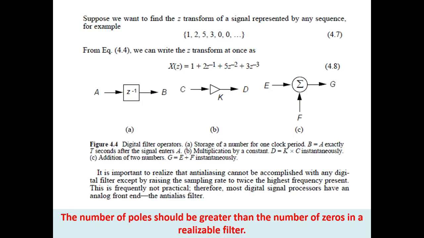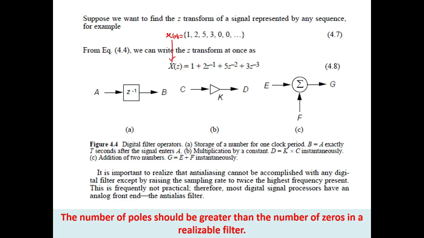Now considering the previous case, suppose you are given an input x of n equal to 1 2 5 3 0 0 0, like this. If I ask you to convert this signal into a Z transform equation, what will you do?